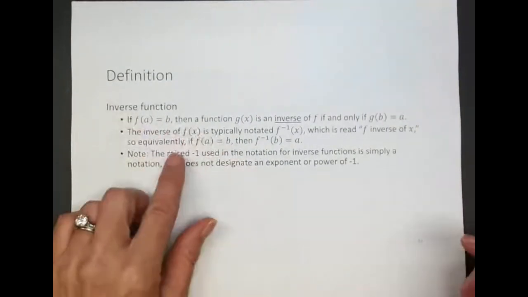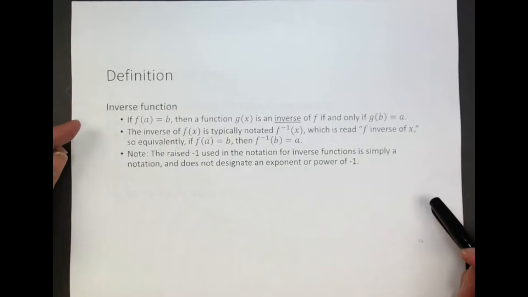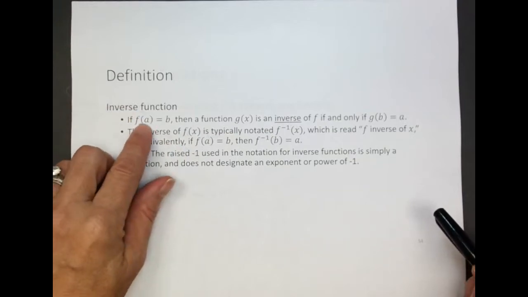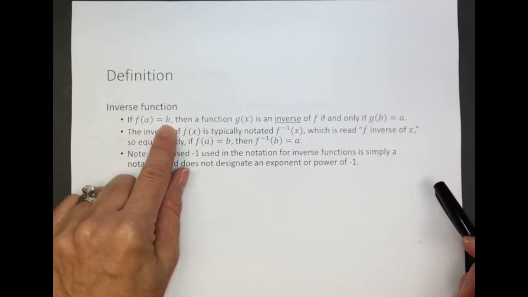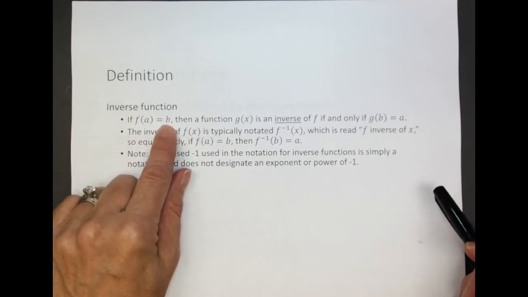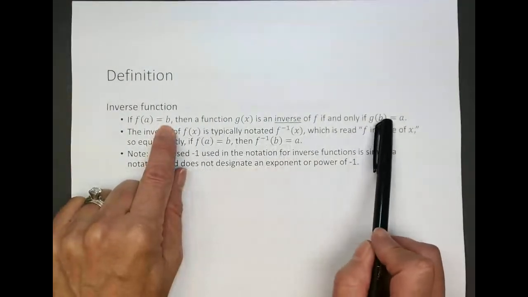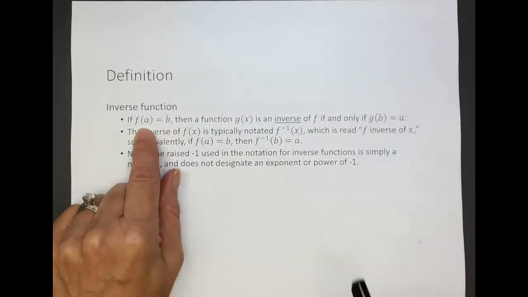All right, so what we're saying here is, if a is the input, when we feed that into a function and we get an output b, we know that another function is in fact an inverse of that function if that output b gets fed into that inverse and we get back to the same original input.